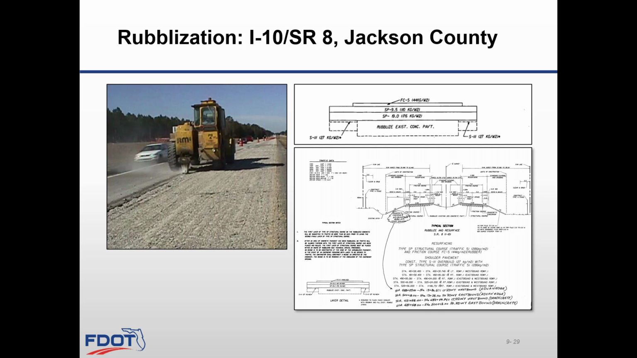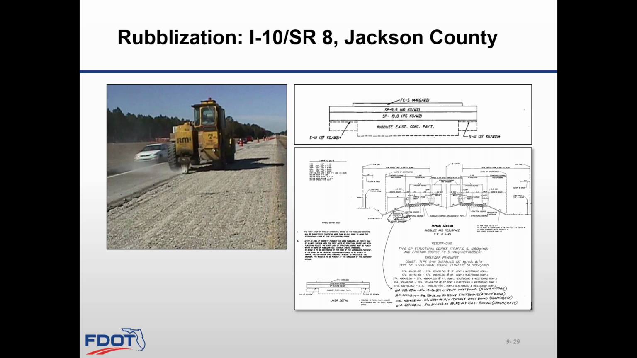This rubblization was performed on a 22-mile stretch of I-10, State Road 8 in Jackson County. The concrete slab was destroyed, as you see in this picture, by pulverizing the slab into 1 to 3 inch chunks at the top and 3 to 6 inch chunks towards the bottom. This process reduces the slab to high-strength granular base. This process also helps prevent reflective cracking.